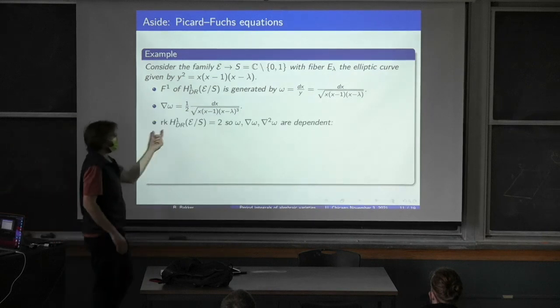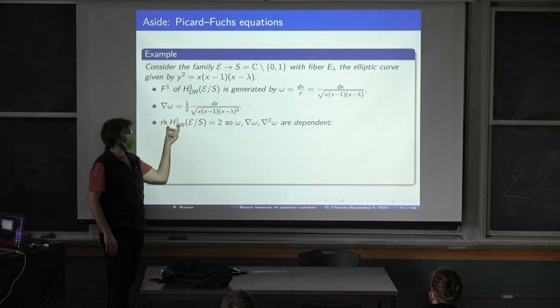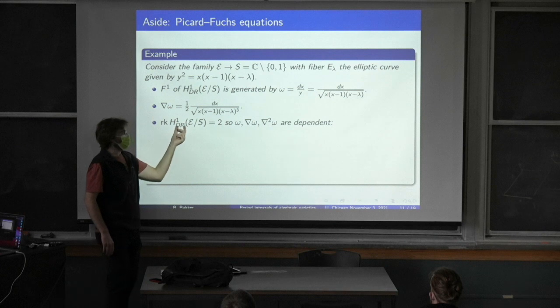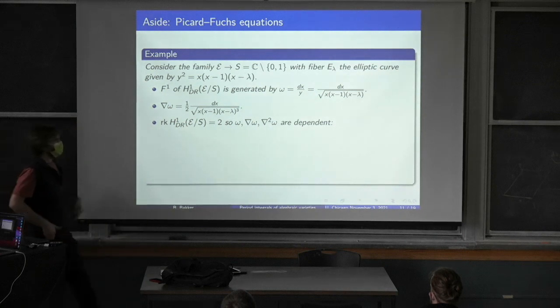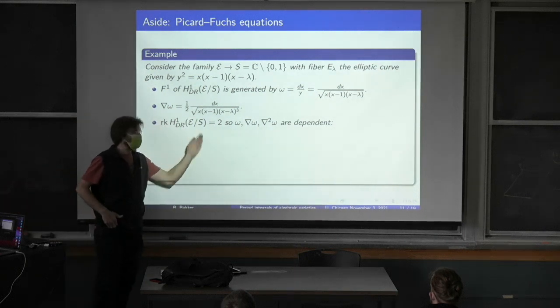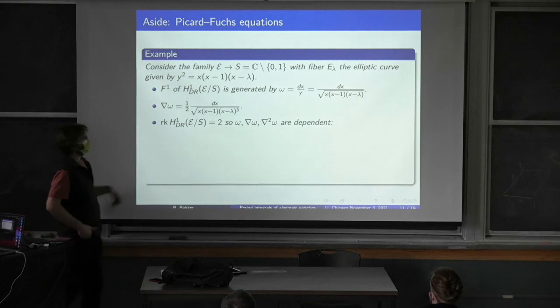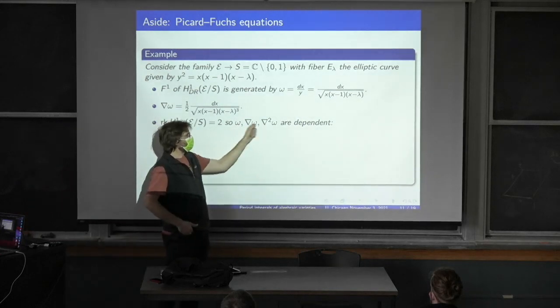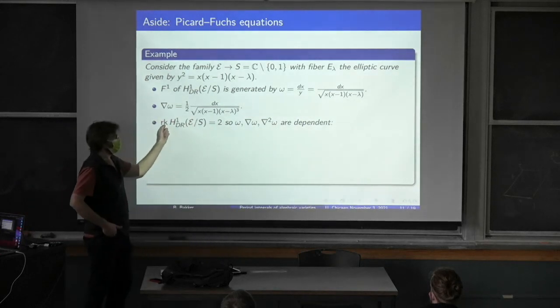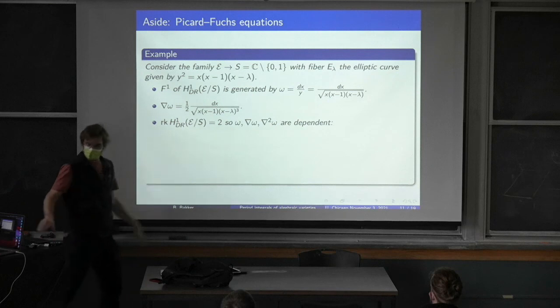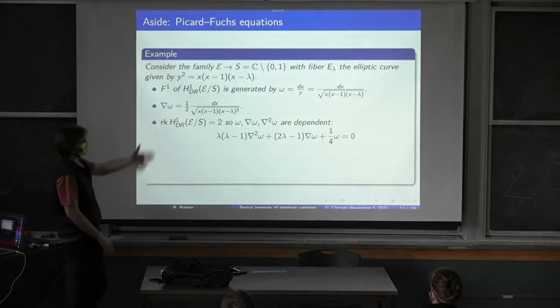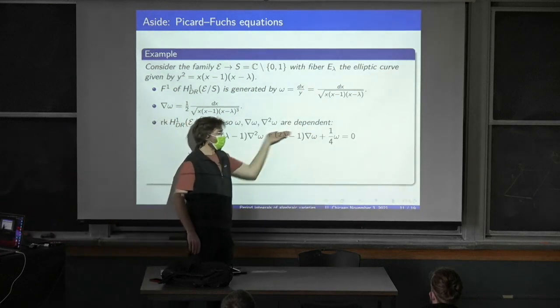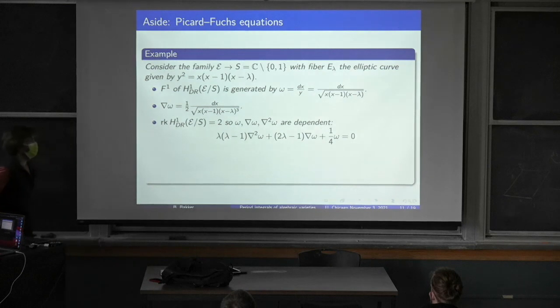Now, the rank of this group, and this is now really a vector bundle over S, which fiber-wise gives us the ordinary de Rham cohomology. But in any case, its rank is 2, because on every fiber it's 2. So if I apply the connection again, I get 3 things in a rank 2 space. So there had better be some dependency between them. And it turns out you can compute what the dependency is, and it's this differential equation that this particular algebraic form omega satisfies.